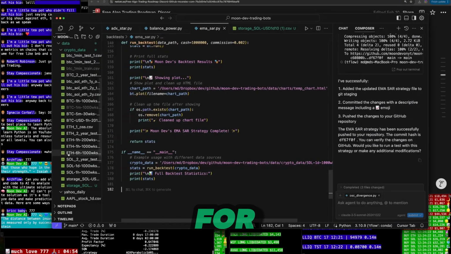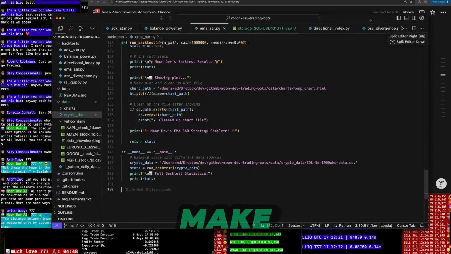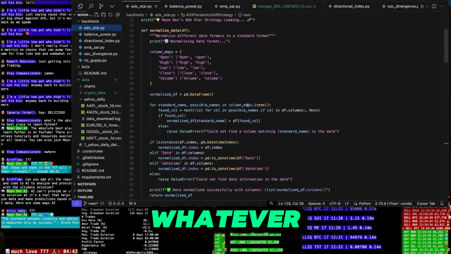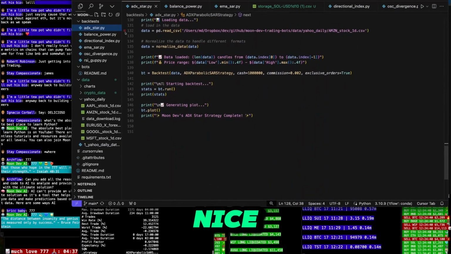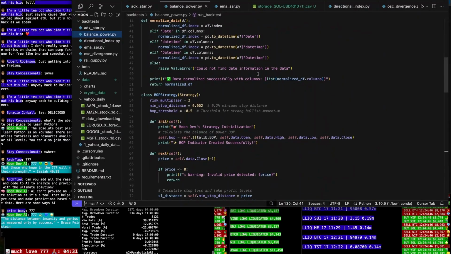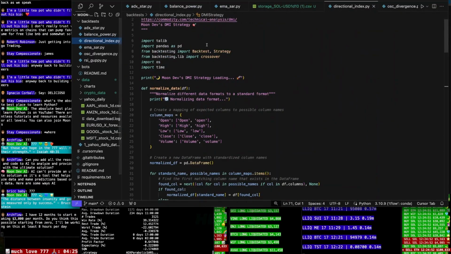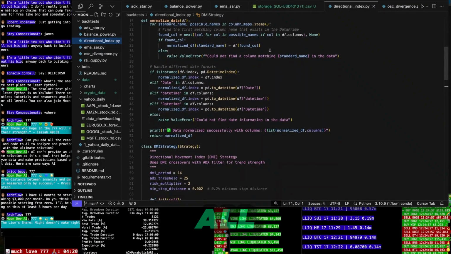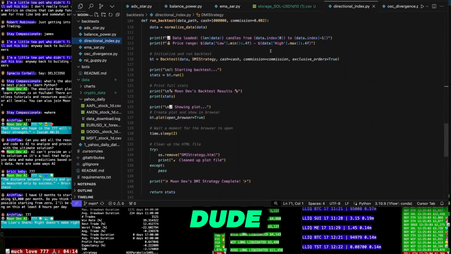Let's go make sure, just for funsies, because I know a lot of you weren't here the whole time, to go through all of the code of the backtest real fast. Okay, you gotta screenshot it or whatever. Here's the first backtest, ADX star. Nice, you got all the code. Here's the balance of power backtest. Nice, you got all the code, dude. Okay, here's the directional backtest, directional index here. Here's all the code, dude. All the code, dude, all the code.